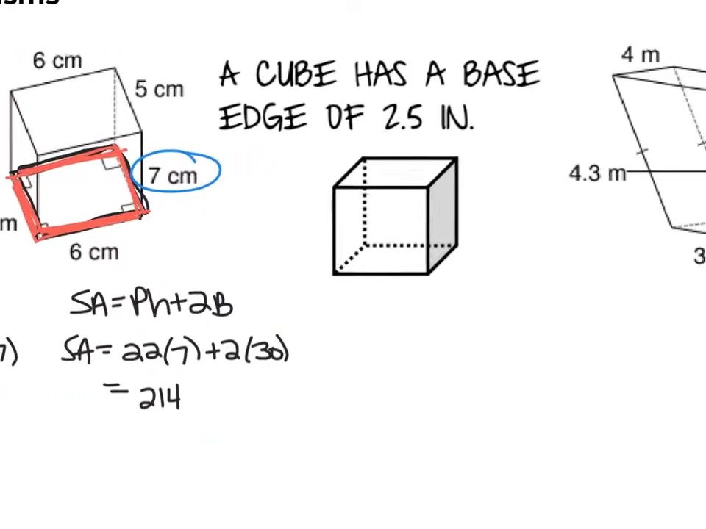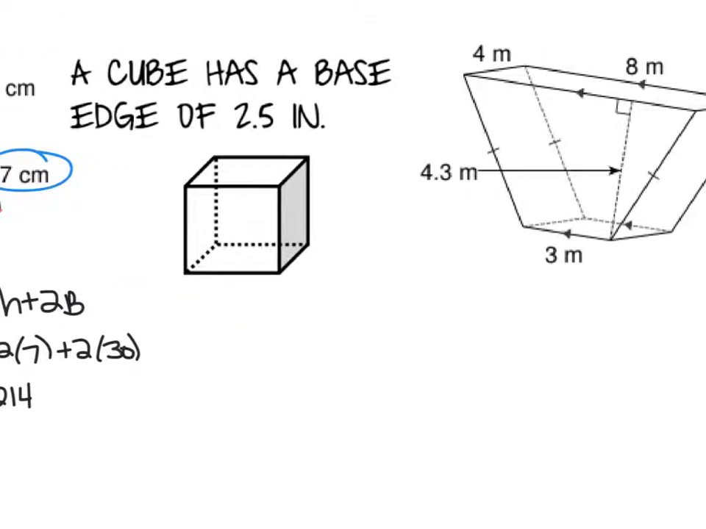I could repeat the exact same process with this cube, since a cube really is just a special rectangular prism where everything is the same size. But sometimes we can work smarter, not harder. So in a cube, that means all my edges are the same. So 2.5, 2.5, 2.5. So I like to just do that.